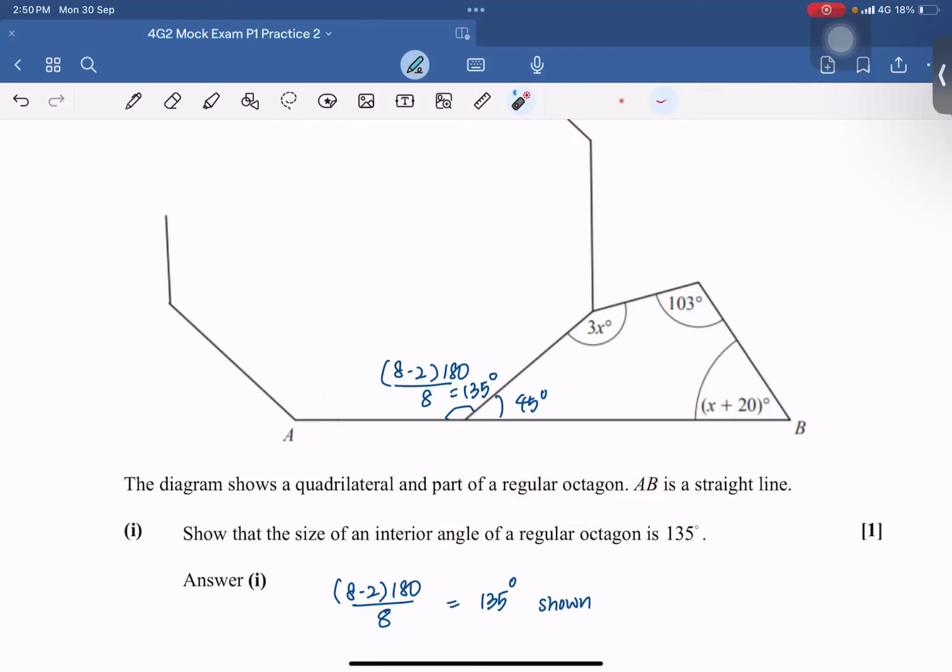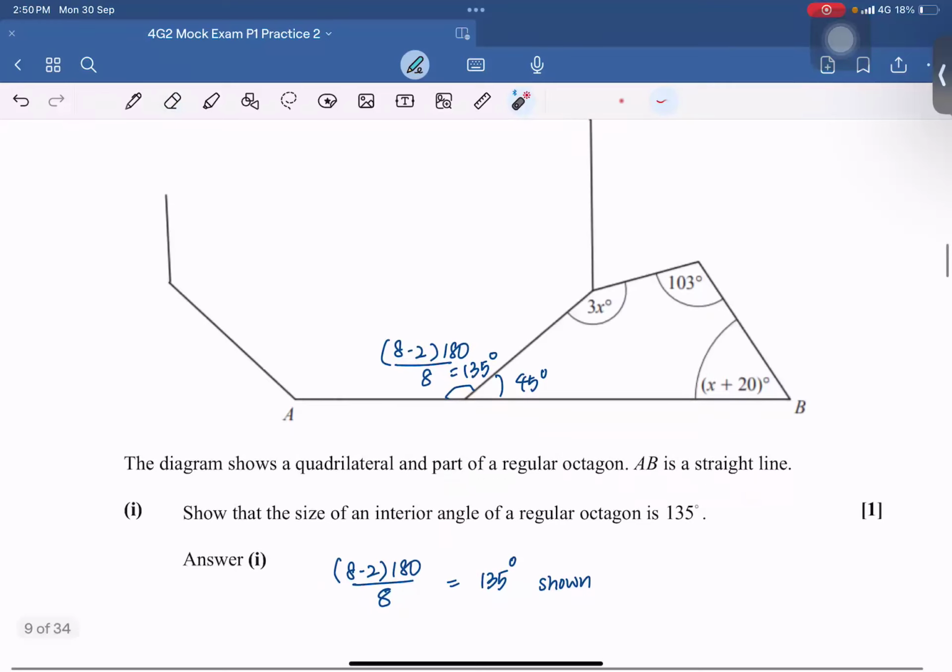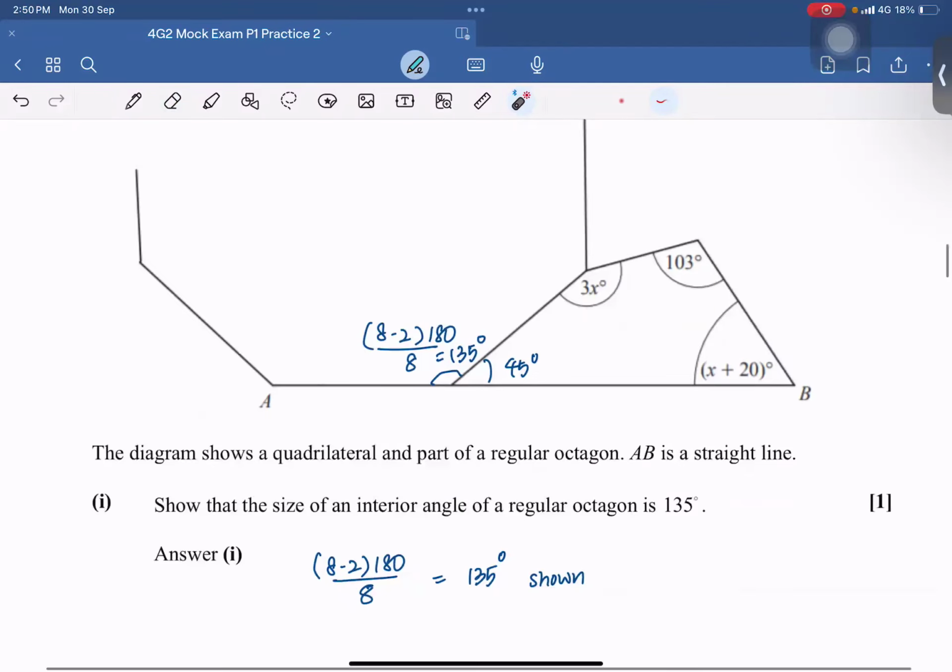Okay, so to find the size of an interior angle of a regular polygon, this was something repeated in the 2023 TYS paper 2, one of the questions. But you never know, it can come out in paper 1. So you know the formula: n minus 2 times 180 divided by n.